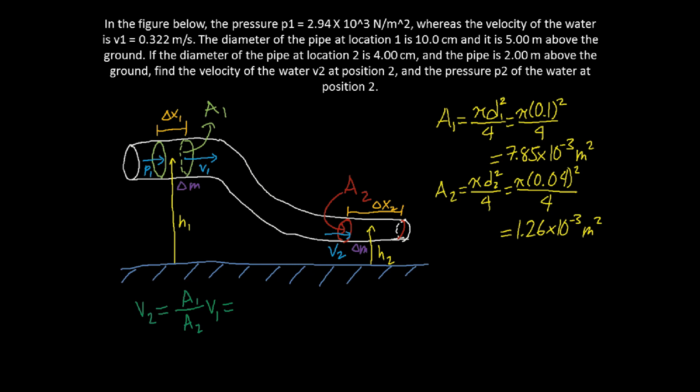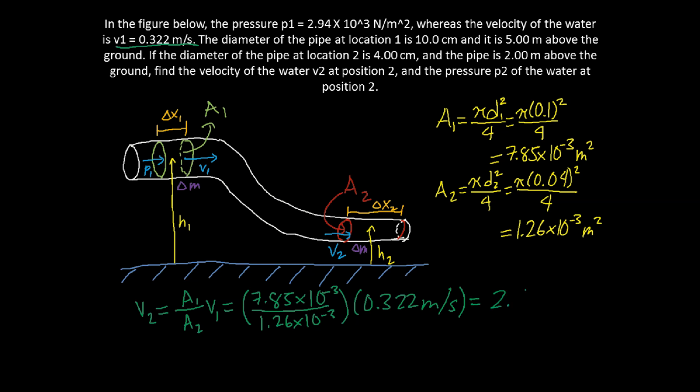So we already have the values for A1 and A2. So we're just going to substitute those values into our variables. So 7.85 times 10 raised to negative 3 all over the value for A2, which is this one. And then V1 will be what is given in the problem, 0.322 meters per second. And our final answer for V2 should be 2.01 meters per second.